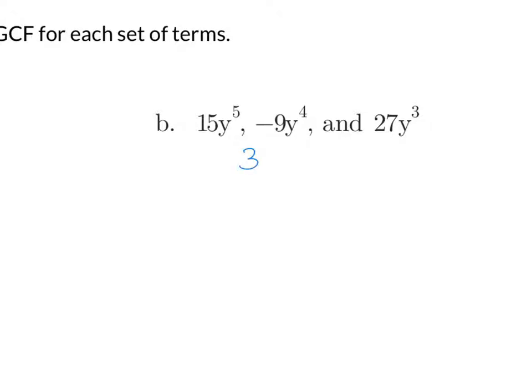What is the most number of y's that they have in common? That is also going to be 3 y's. If you have 5 y's, you have at least 3. If you have 4 y's, you have at least 3. And if you have 3 y's, well, you have 3 y's. And so we have y cubed. So our GCF is 3y cubed.